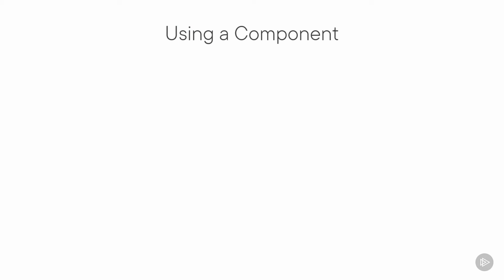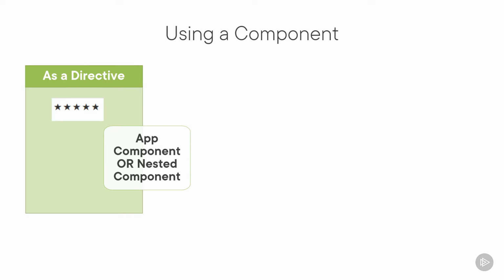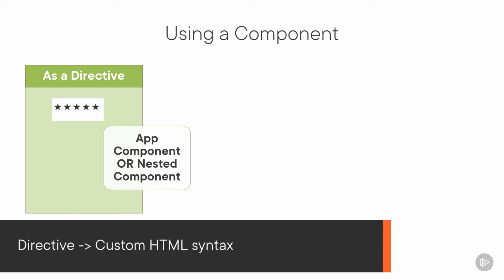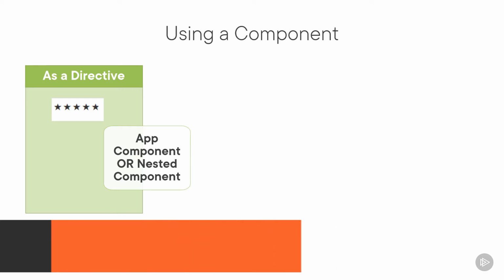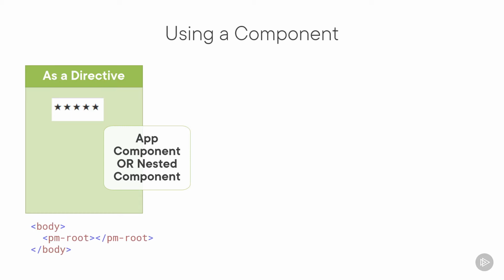There are two ways to use a component and display the component's template. We can use a component as a directive. Recall that a directive is custom syntax we use to power up our HTML. When using a component as a directive, we use the component selector as a custom HTML tag. We saw how to use a component as a directive when we displayed the app component template in the index.html file. The pm-root directive is defined as the app component selector. The template is then displayed within the directive tags.